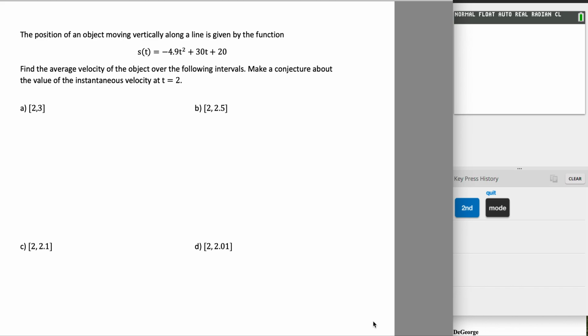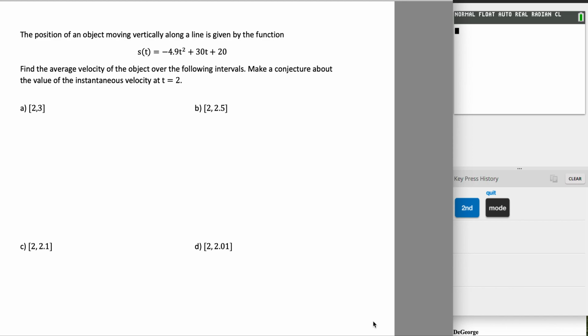Okay, let's work a little bit on rates of change. So this question wants to talk about average velocity and instantaneous velocity. The position of an object moving vertically along a line is given by the function s of t equals negative 4.9t squared plus 30t plus 20. It says find the average velocity of the object over the following intervals, and then make a conjecture about the value of the instantaneous velocity at t equals 2.